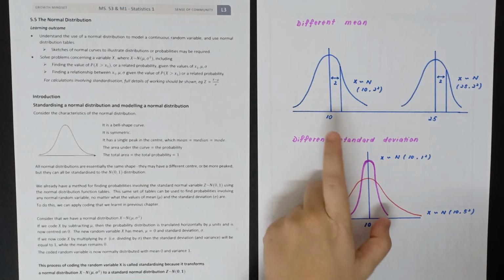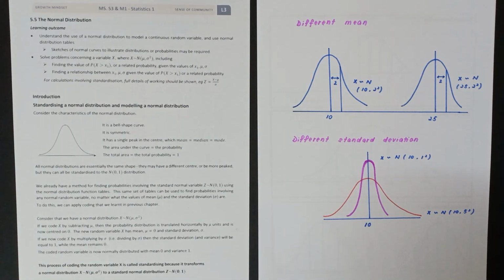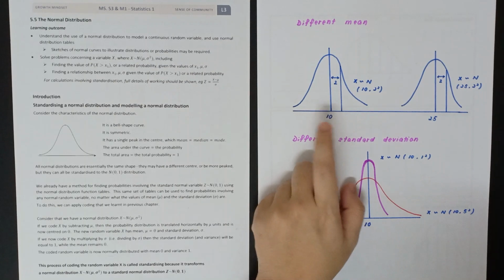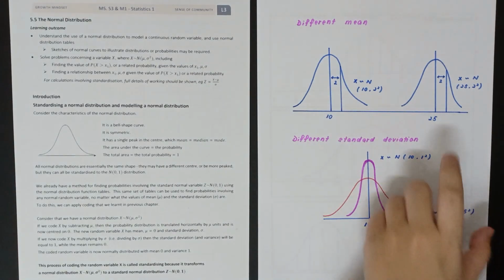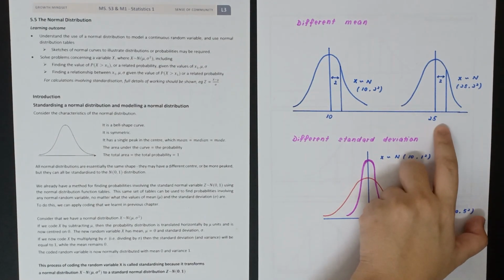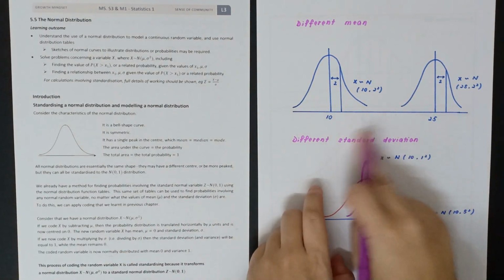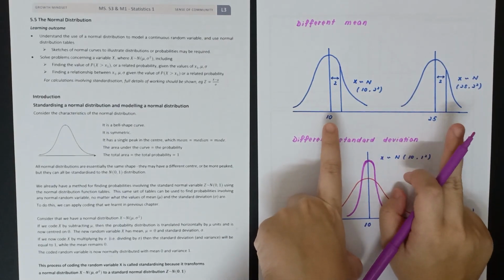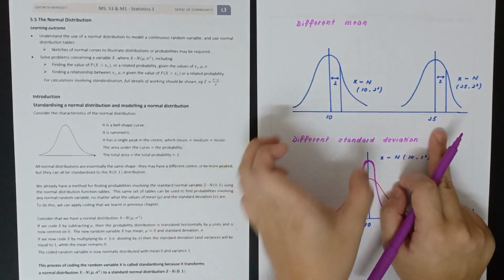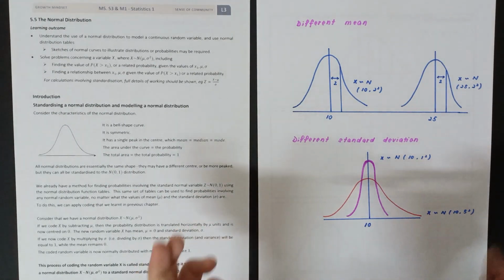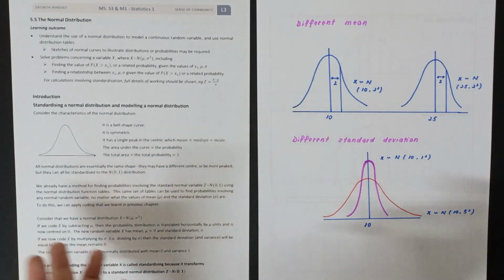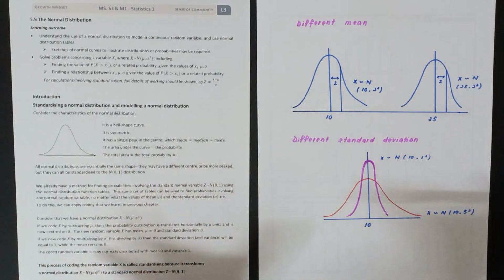For example, if this one is the weight of a baby that is 1 year old, this is the weight of a baby that is 3 years old. You can see, of course, that on average the weight of the 3-year-old baby will be much heavier. So that's why they have a higher mean. But the standard deviation is roughly the same, because the variation between the lightest and the heaviest baby is roughly the same. So this is the idea of different mean but the same standard deviation.